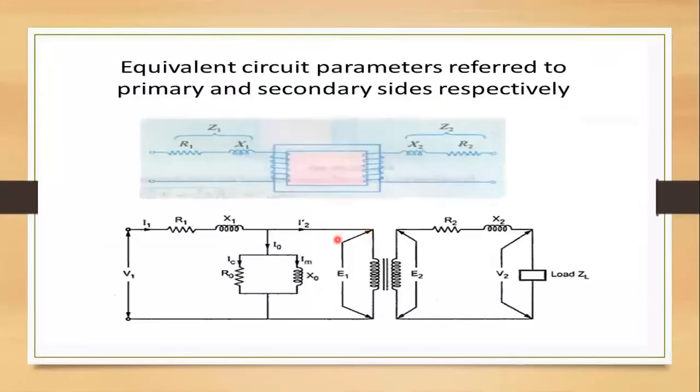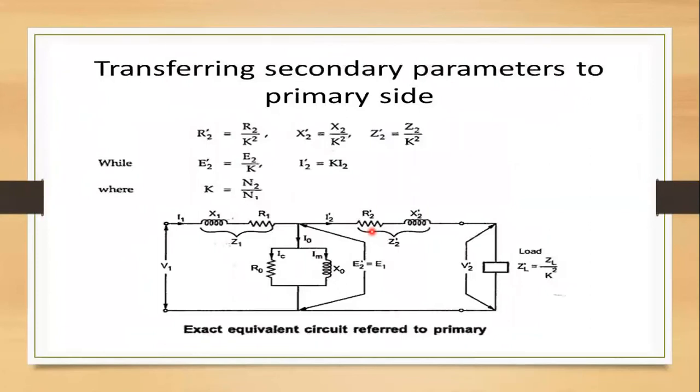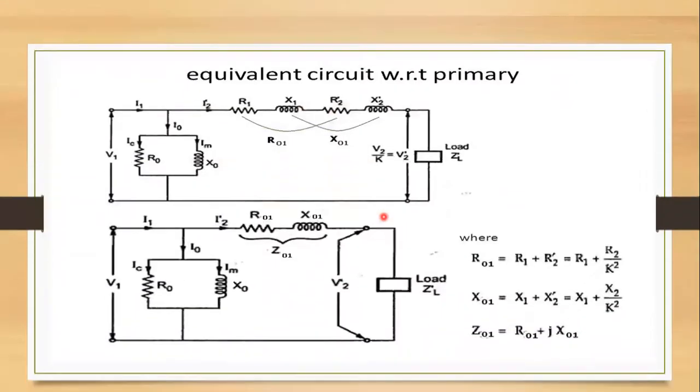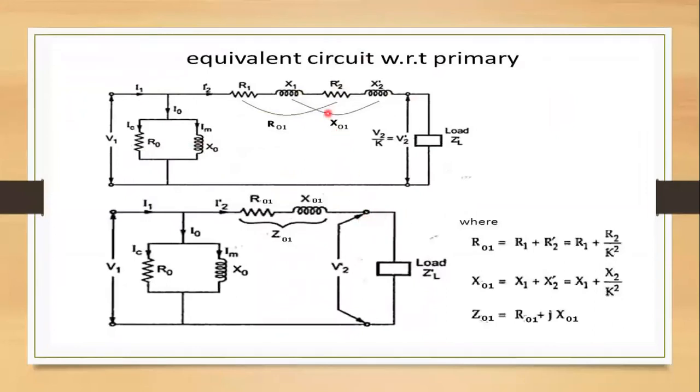Understood? This is the concept regarding the exact equivalent circuit parameters when referred to the primary and referred to the secondary side of the transformer. So this is about the exact equivalent circuit referred to the primary and the secondary. First one is the exact equivalent circuit with respect to the primary.